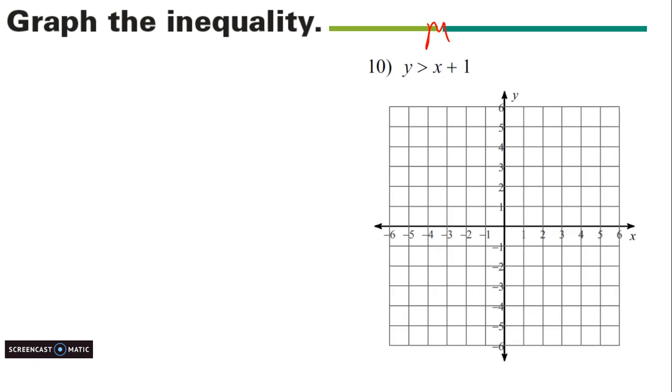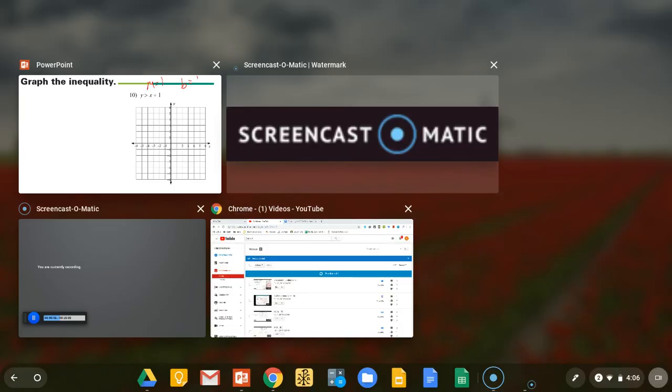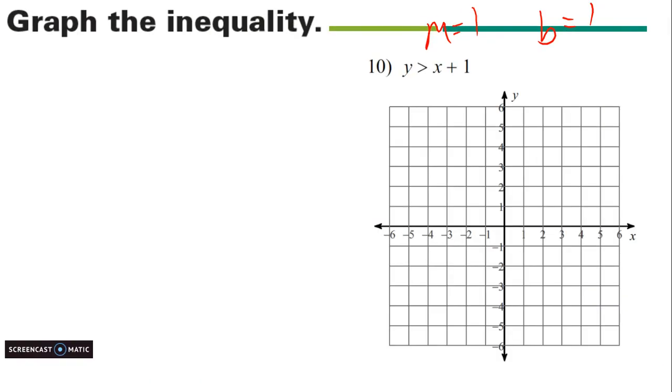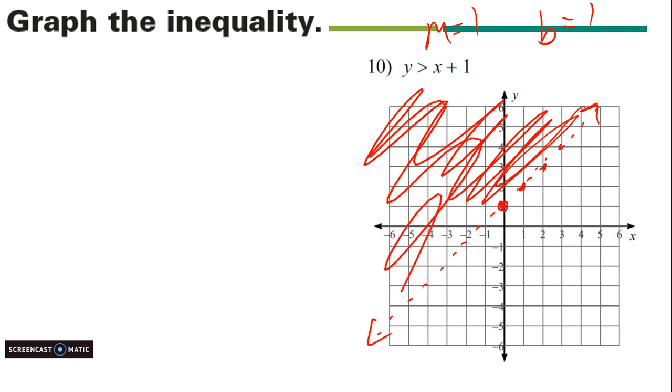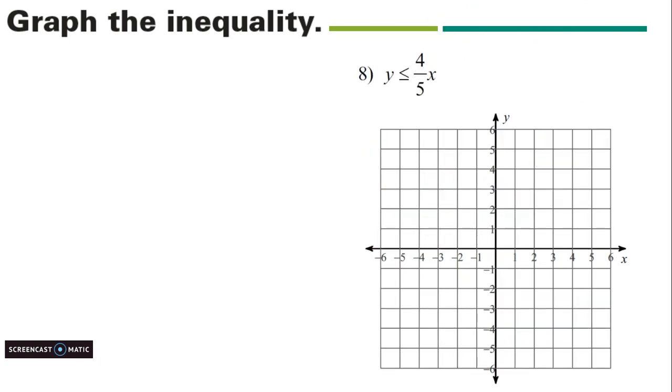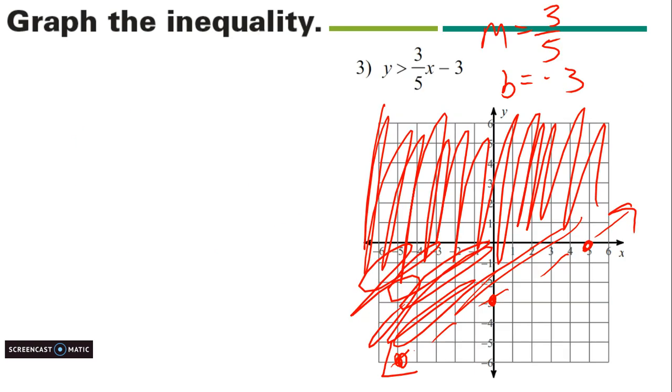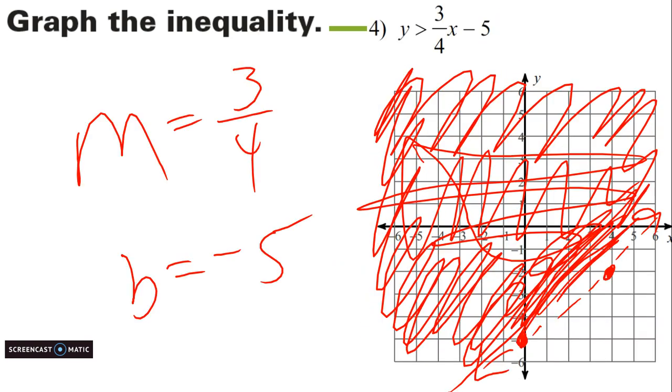Slope is 1. There's a 1 in front of the x if there's not a number written. Y-intercept is 1. So y-intercept is 1. We're going up 1 and over 1. Need a dotted line here. Not perfect, but good enough. And we are greater than, so that's above. Let's see if we can get a less than. I feel like I've done a lot of greater thans.